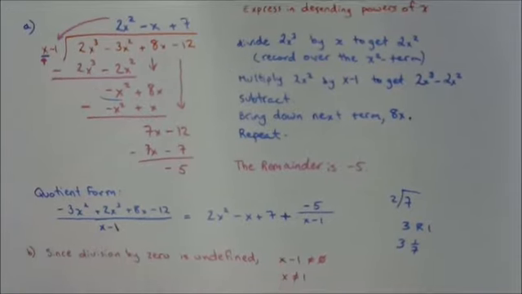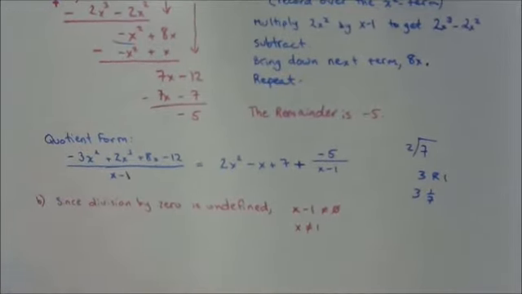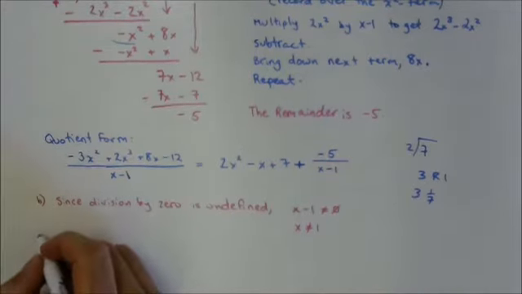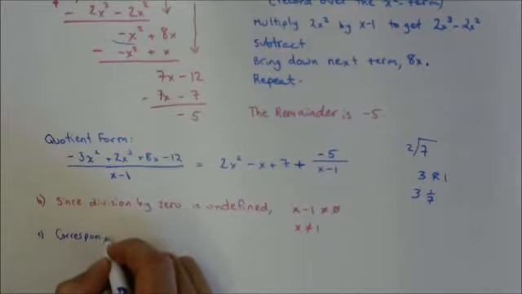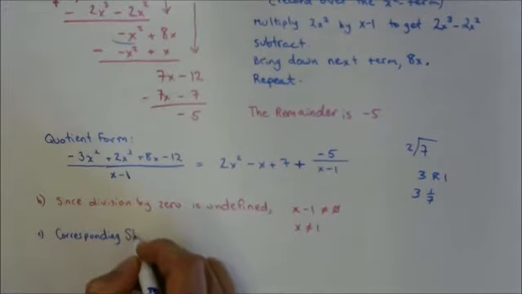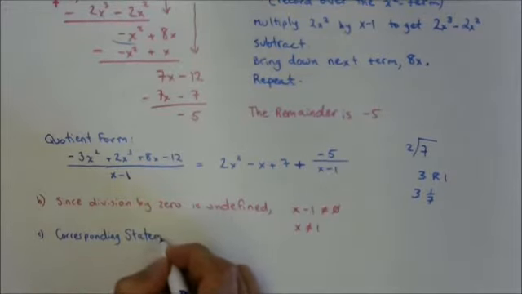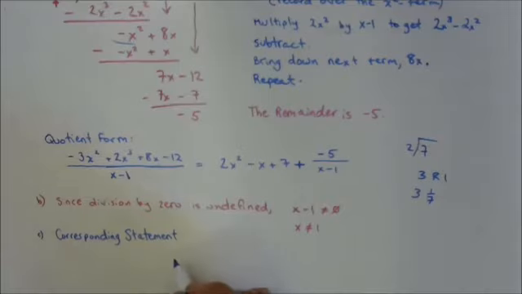All right, you have quotient form. And in C, we come up with what's called the corresponding statement. The corresponding statement, if the quotient form is expressed as a quotient, numerator over denominator, looks more like factored form, looks more like multiplication, but it's the same thing.